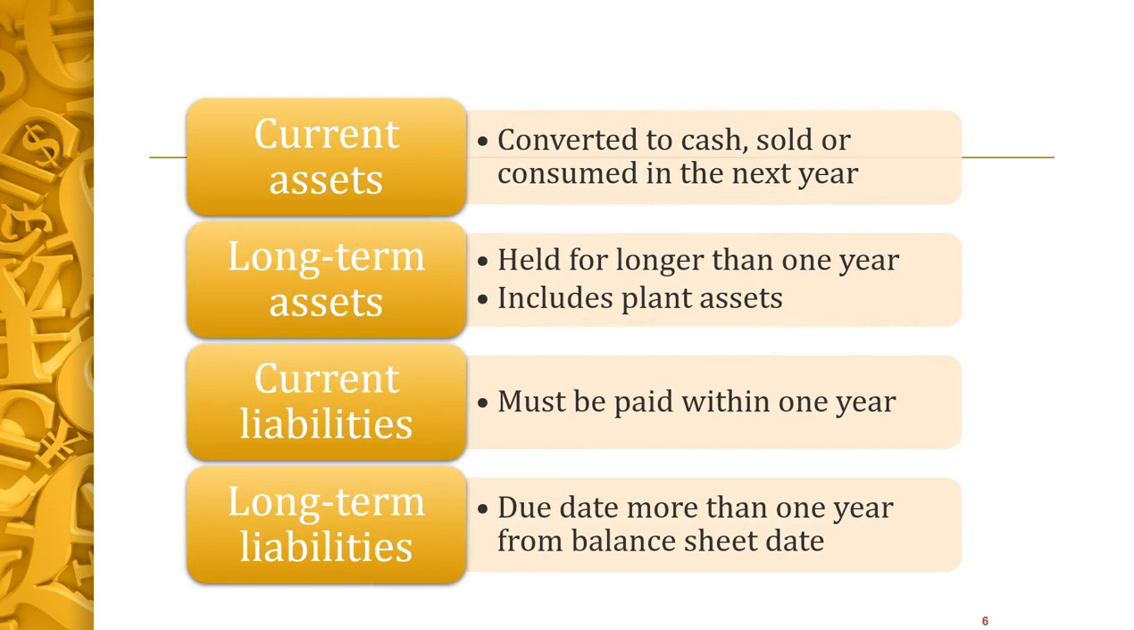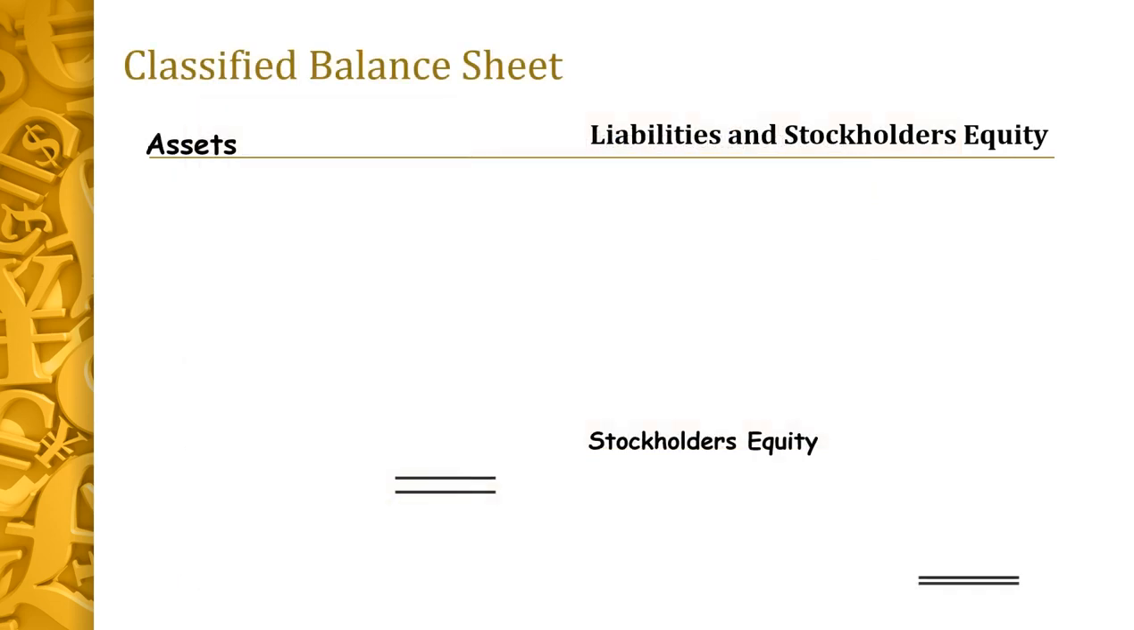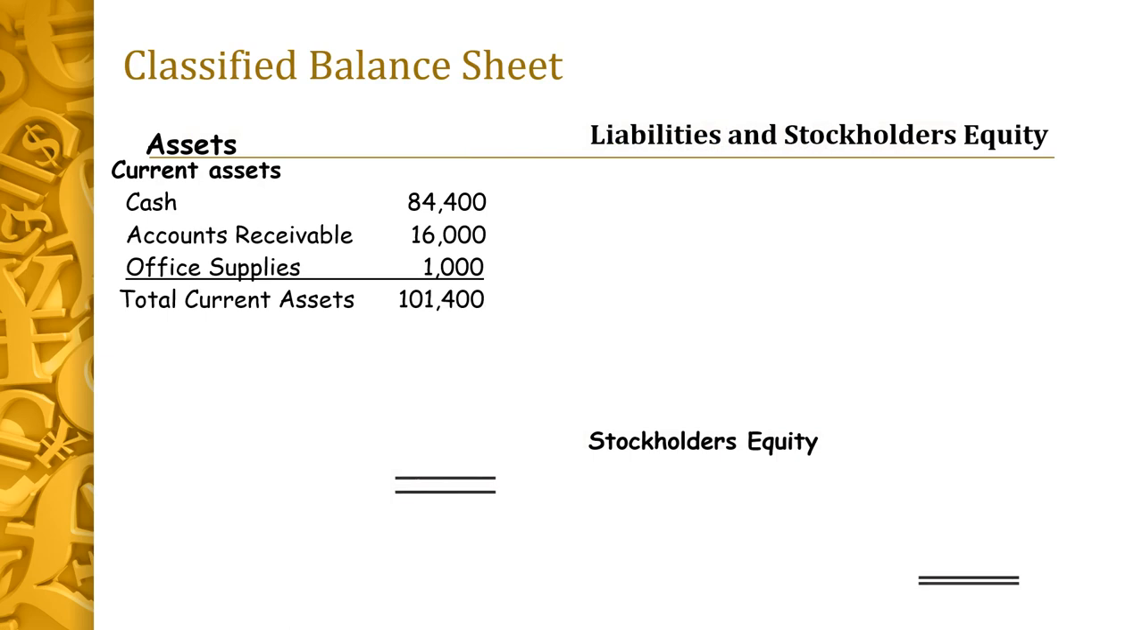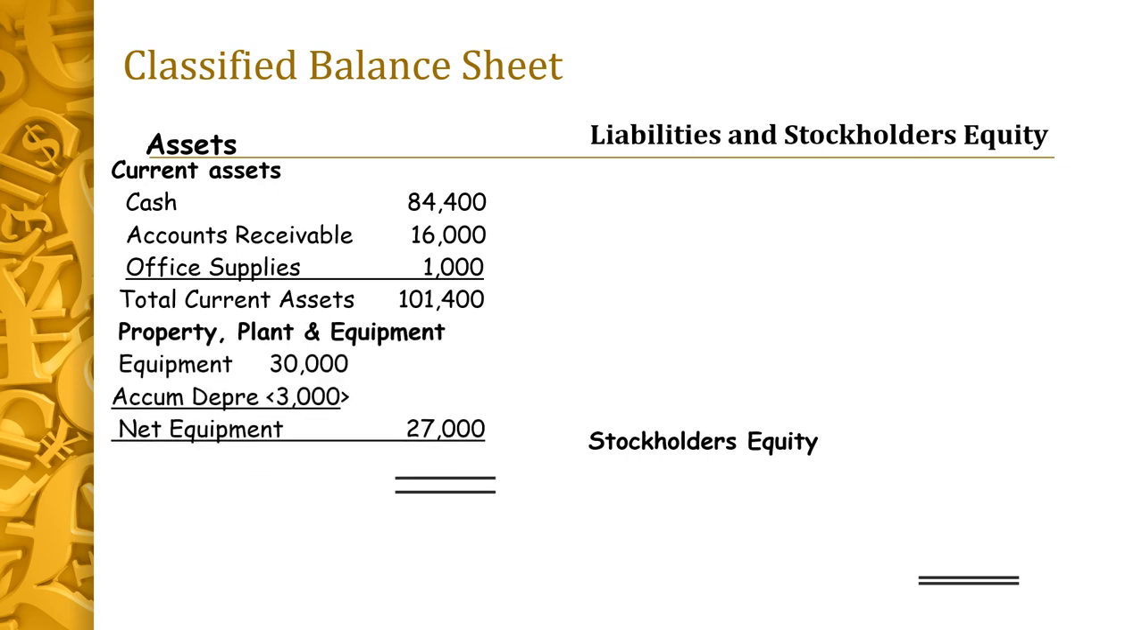Now, we do a classified balance sheet, which means we have to segregate current assets from long-term assets. Current assets are anything that can be converted to cash or consumed within the next year. Anything that's held longer than that would be long-term, and the same goes for liabilities. So let's take a look at our balance sheet. We would list our current assets based on liquidity. Cash is always first, then accounts receivable and office supplies. Then we do our PP&E, the equipment less the accumulated depreciation.